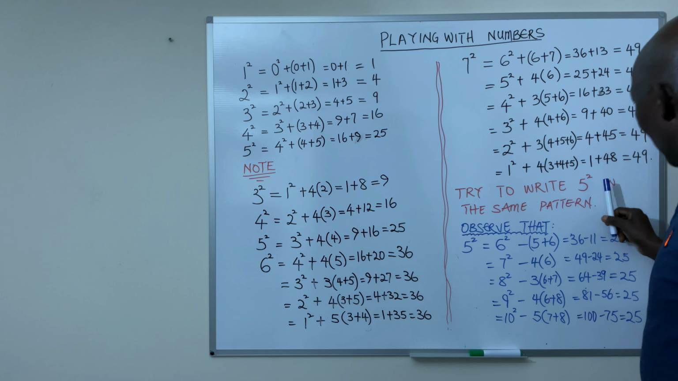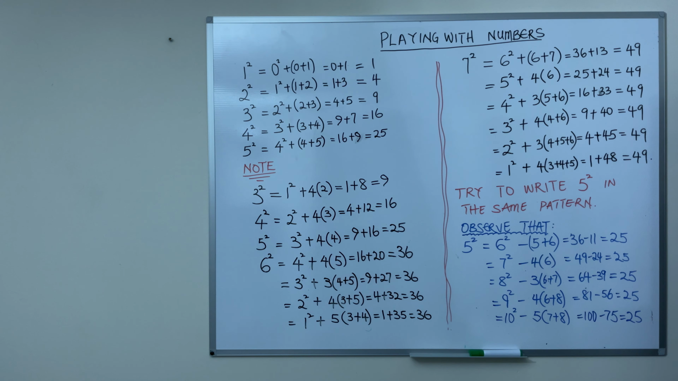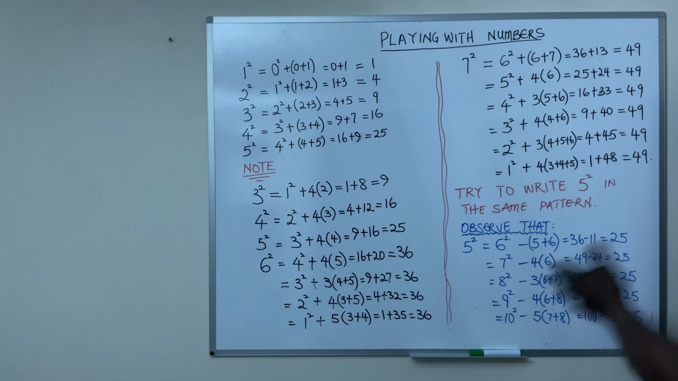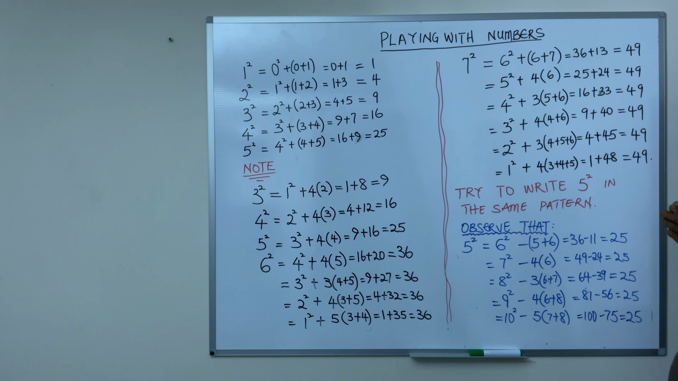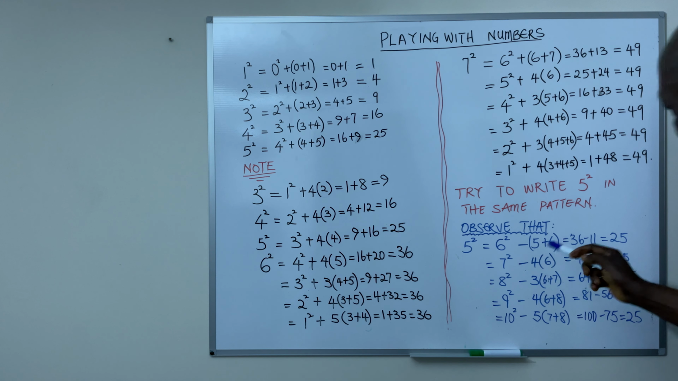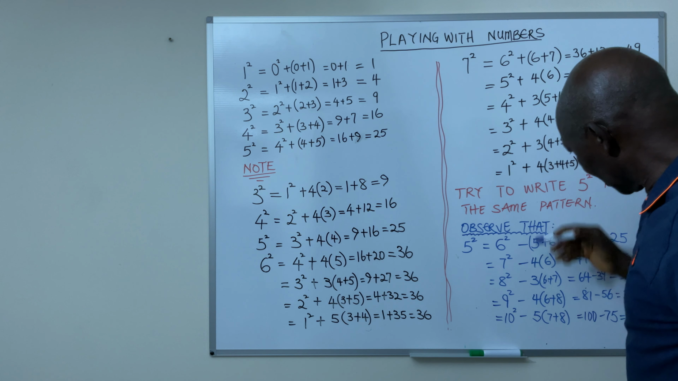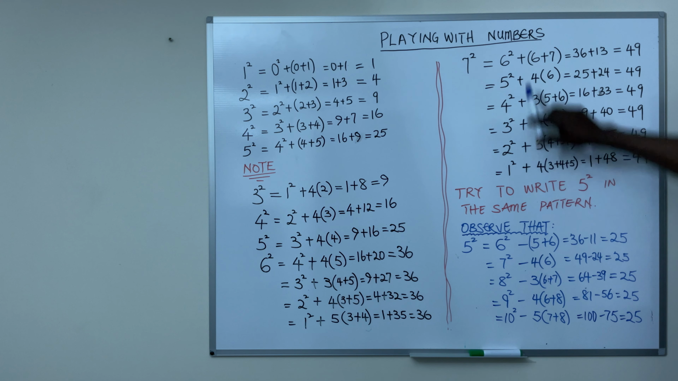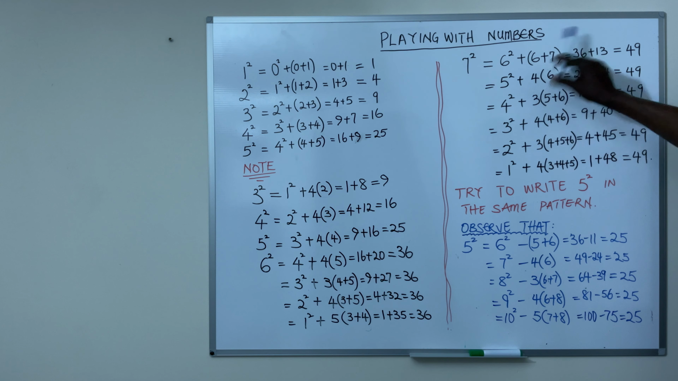A similar thing can be done with the square of 5. You can write 5 squared in terms of 4 squared plus other numbers. I want you to try it and see what happens. 5 can also be written in another form. That is why it is written here. Observe that these numbers can be written in another form because they are all patterns.